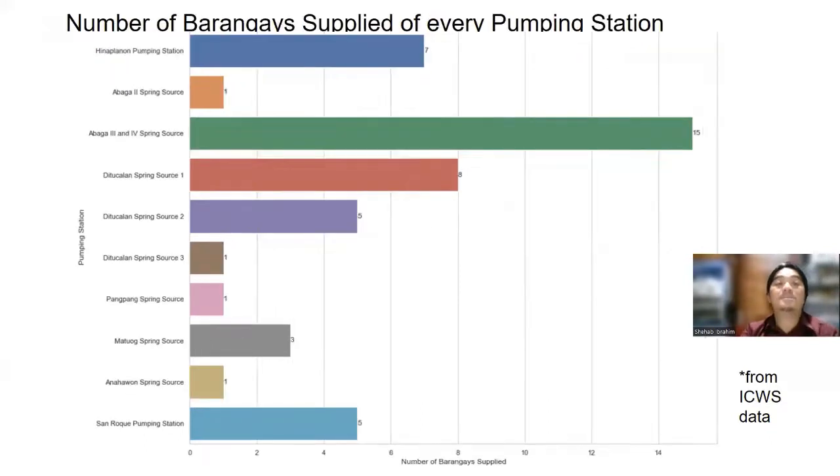We also got from the ICWS the number of barangays supplied by every pumping station. The Hinaplanon serves 7 barangays. The Abaga 3 and 4 serves 15 barangays. We also have the Ditokalan Spring Source 1, Ditokalan Spring Source 2, and the other spring sources.